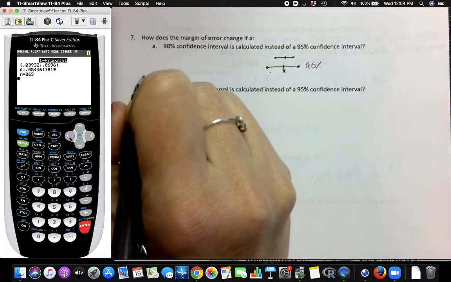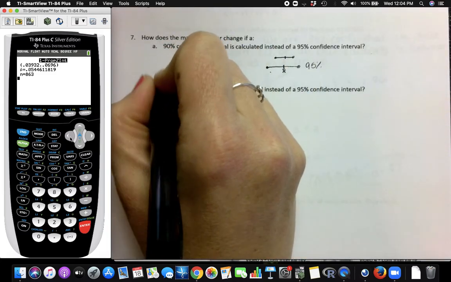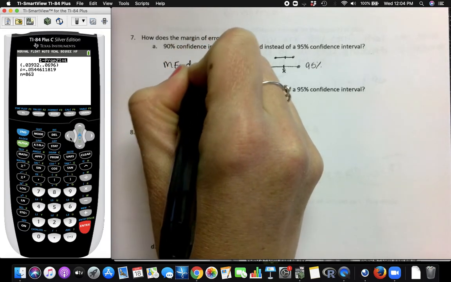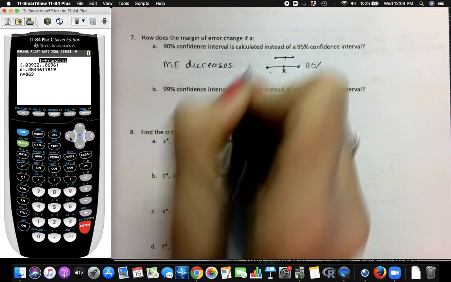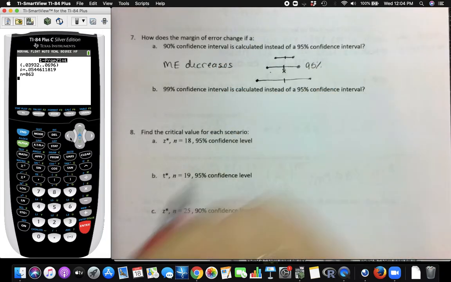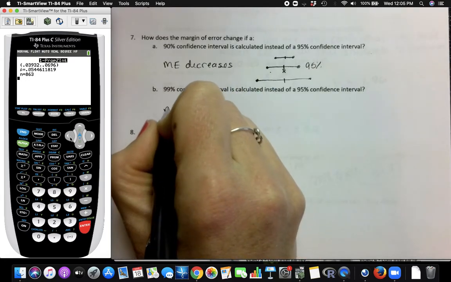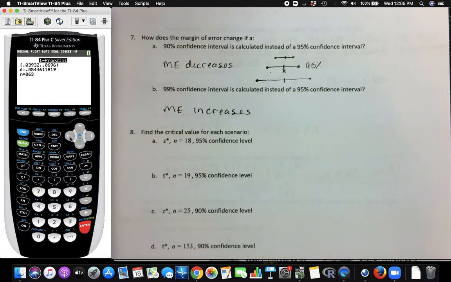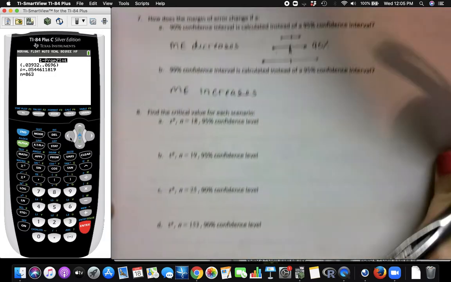So, how does the margin of error change if we make it 90%? Margin of error decreases. On the other hand, if we're more confident, that means we have a bigger interval to make sure that we actually have it in there. So margin of error increases.